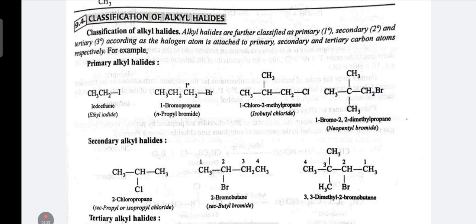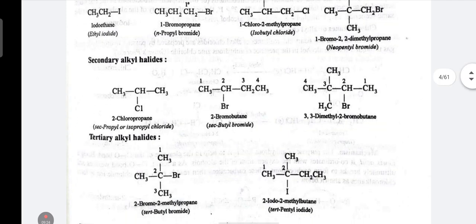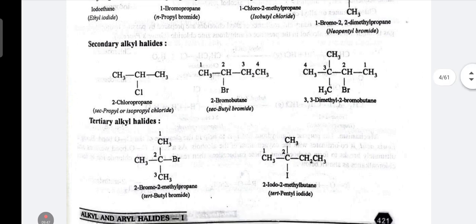Now we will see examples of secondary halide: 2-chloropropane, 2-bromobutane, 3,3-dimethyl-2-bromobutane. These are the examples of secondary alkyl halide. Then 2-bromo-2-methylpropane, 2-iodo-2-methylbutane. These are the examples of tertiary alkyl halide.